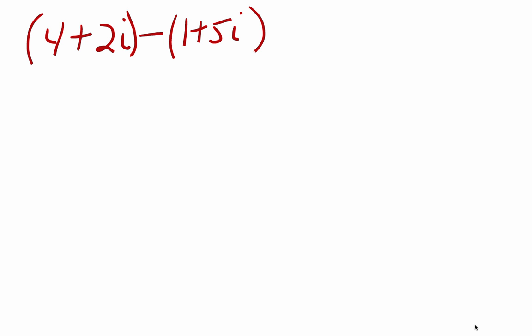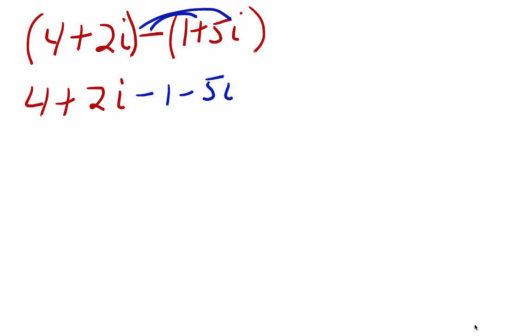Alright, the next thing we're going to learn is adding complex numbers together. So we have 4 plus 2i minus 1 plus 5i. Alright, so we have 4 plus 2i. This negative has to be distributed to each one of these. So we have negative 1 and then negative 5i.